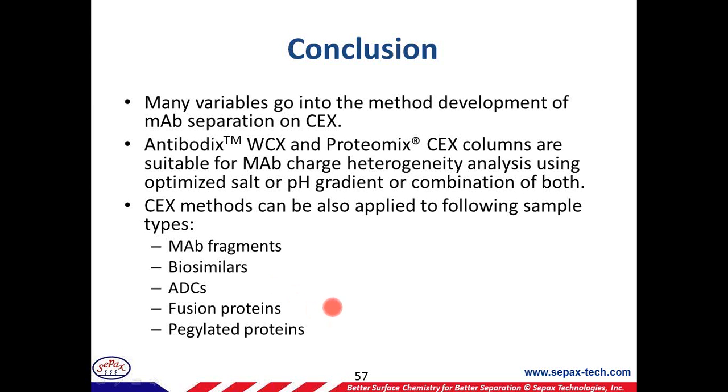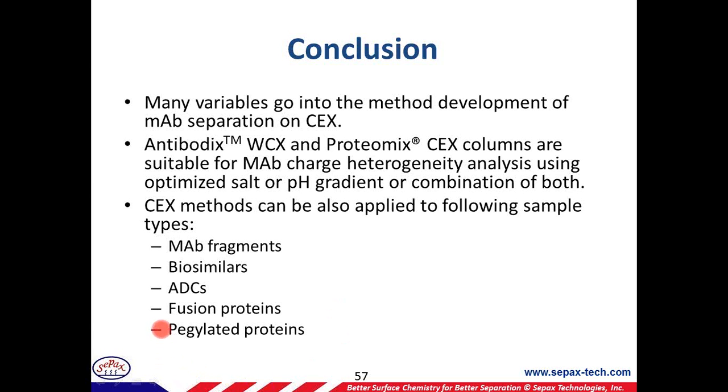fusion proteins. For fusion proteins, they do actually have a wide range of pI. If you have a pI of 5 or 6, you actually also can try an anion exchange column, SAX or WAX, to see if you have a different selectivity and get more improved resolution.